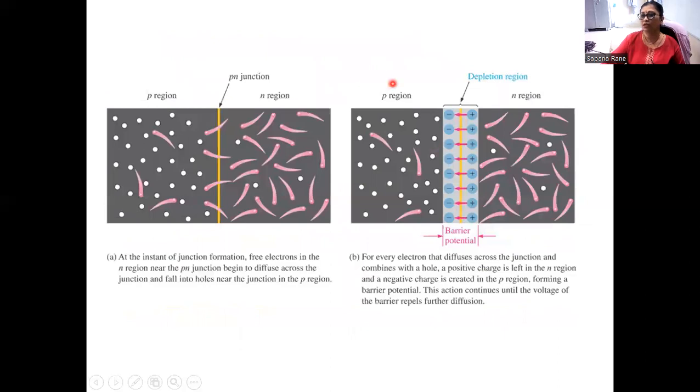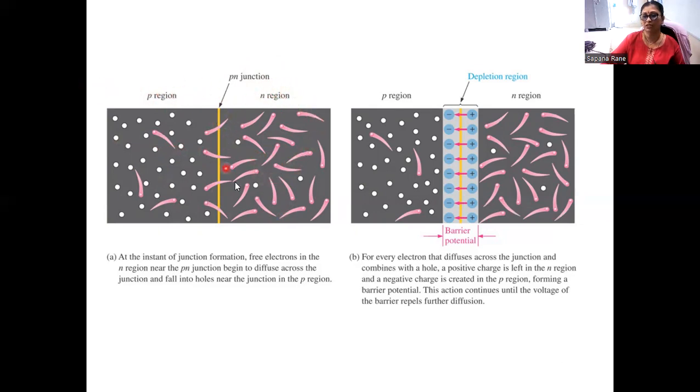Now, let us see what happens if the PN junction is formed. So P-type material is taken, N-type material is taken, and they are joined together. The place where they are joined together is called the PN junction. The P-type material consists of holes as majority charge carriers. The N region consists of electrons as majority charge carriers, and therefore a concentration gradient exists across the PN junction.